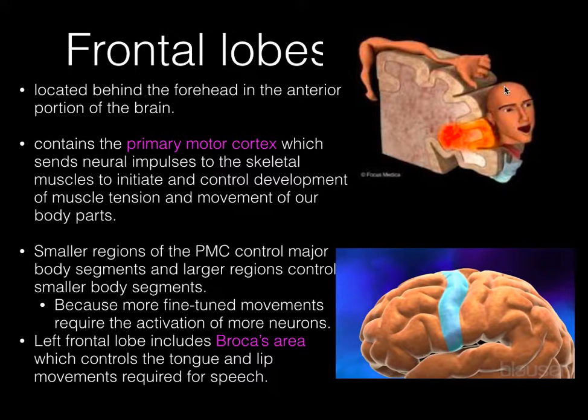We need some fine motor function, so we need more neurons to work fine motor functions than we do larger motor functions. So the left frontal lobe includes Broca's area, which controls the tongue and lip movements required for speech. So parts of the frontal lobe control our speech.